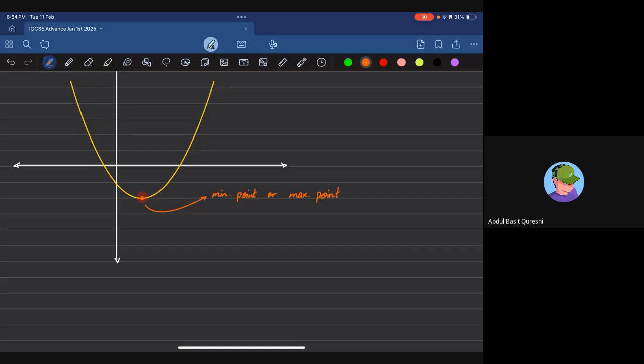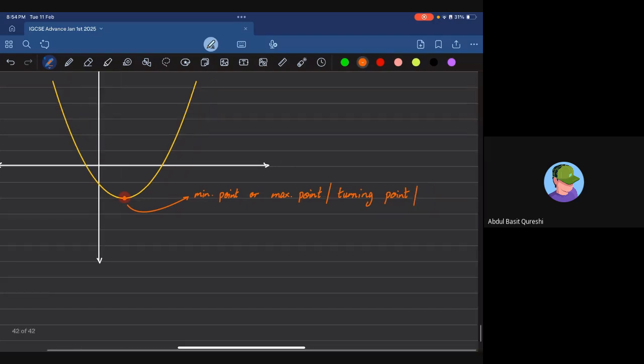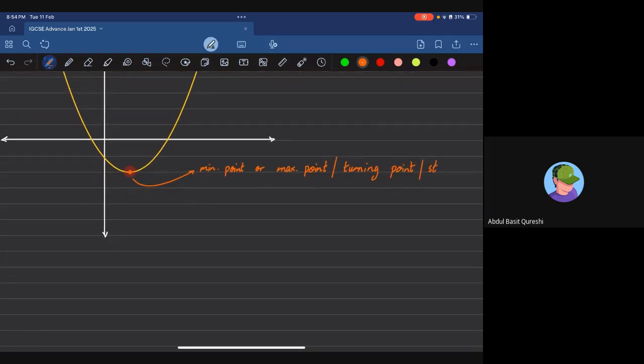This is known as the minimum point or the maximum point. It is also known as your turning point. Why is it known as your turning point? Because after this, the graph actually takes a turn. It is also known as your stationary point. Why is it known as your stationary point? I still don't have any idea, but you can call it that. I think it's because it's not going anywhere. It's rested at the top, stationary. All right. This is your minimum or maximum point, your turning point, and your stationary point.